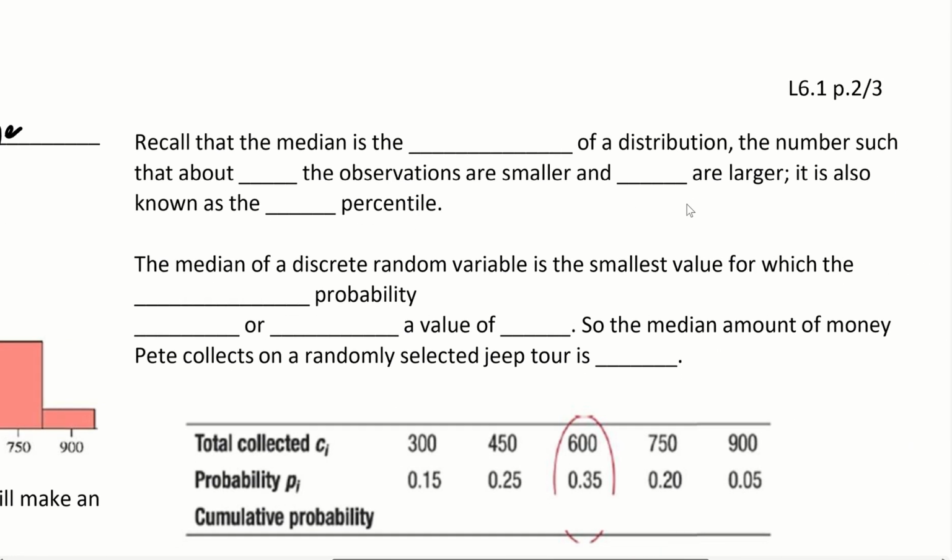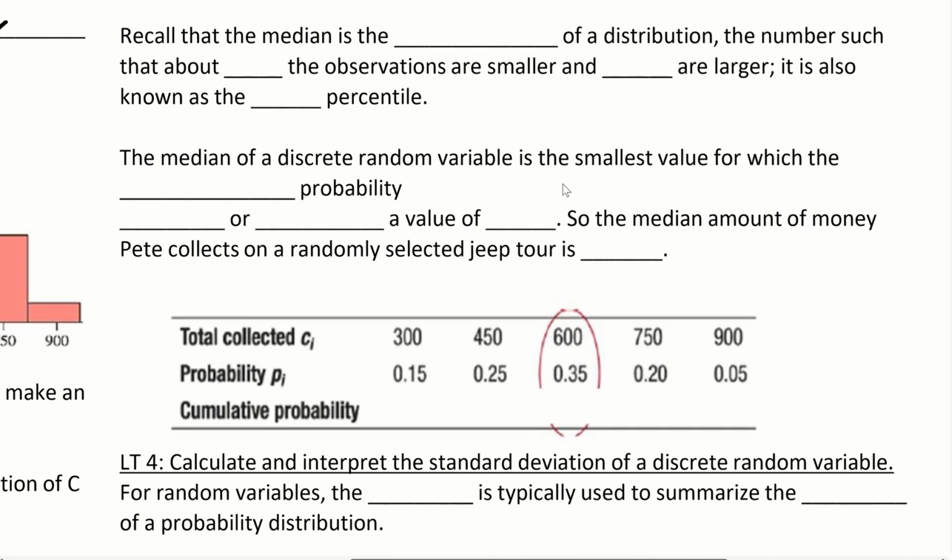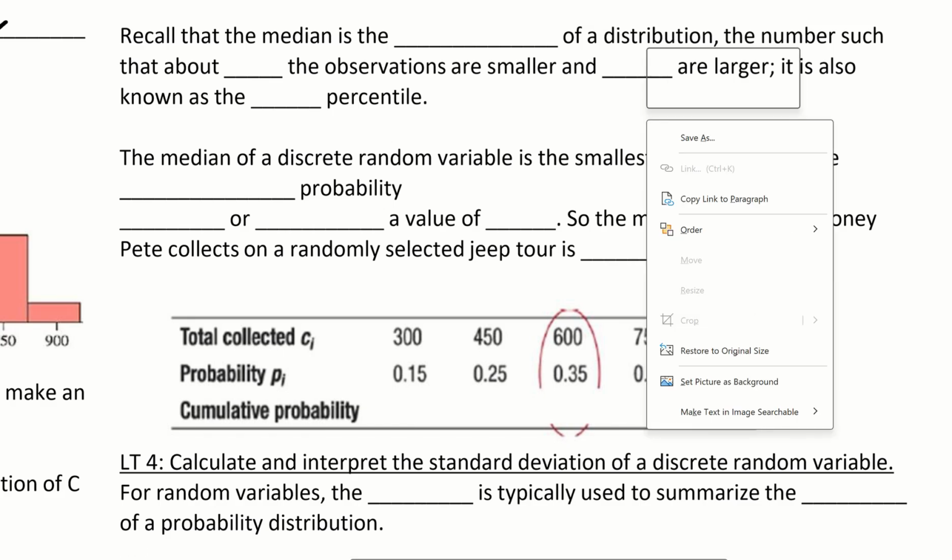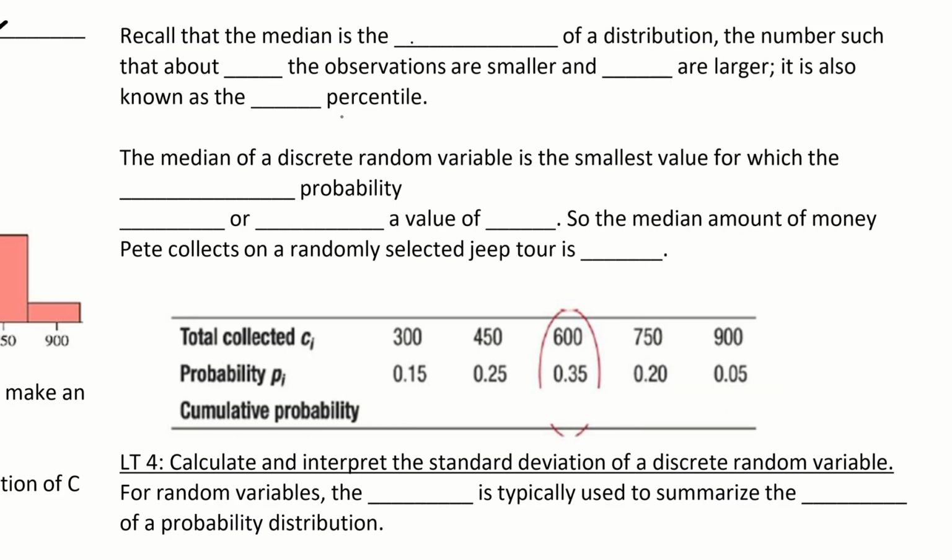Now let's talk about the median. We talked about the mean, so now let's talk about the median. The median of a discrete random variable is the smallest value for which, well, the median in general is in the middle. We call it the midpoint of the distribution, the middle number, the number such that half of the observations are smaller and half of the observations are larger. That's the traditional way we define it.